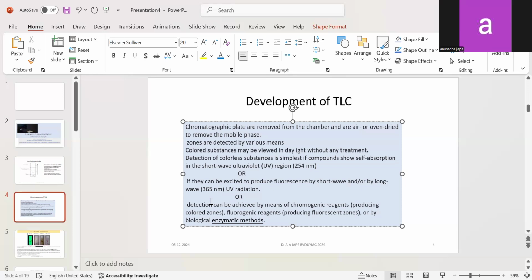Or third, you are adding some chromogenic reagent which will produce the color zone. Or you can add a fluorogenic reagent that will produce the fluorescent zones. Or maybe an enzymatic method can be used. Now, these fluorogenic agents can also be added into the gel itself or before the TLC is run. It can be part of it.